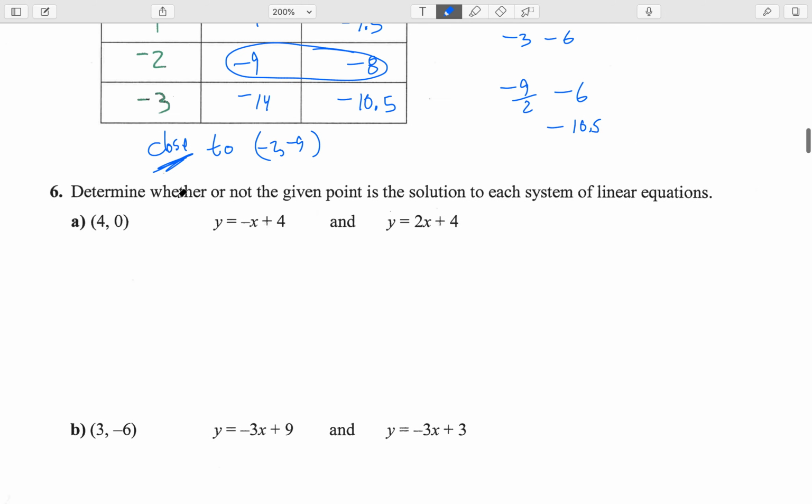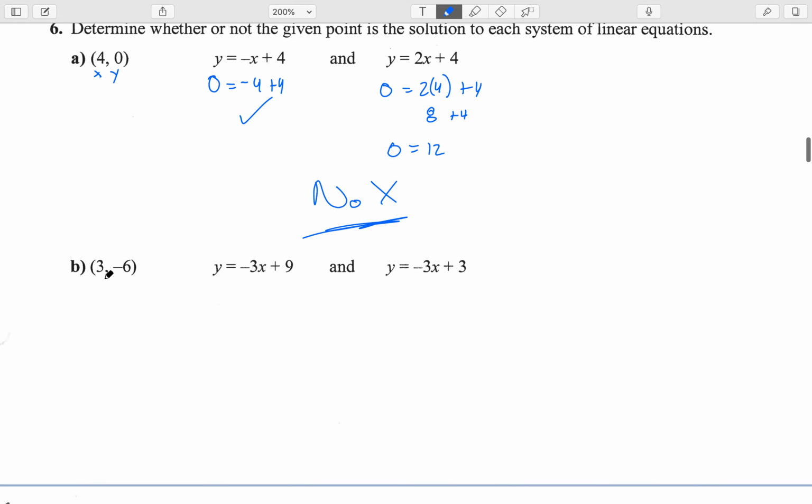Okay, it says determine whether or not this is the solution. So in other words, I'm just plugging in my x and y value and seeing if it works. So y, 0, is equal to negative x, so negative 4 plus 4. Yeah, that works. Now hang on, does it work over here? y, 0, is equal to 2 times 4, 4 plus 4. This is 8 plus 4, which is 12. 0 is equal to 12. No, it is not the solution. It works in this one, but it doesn't work in both of them, and it's got to work in both of them.